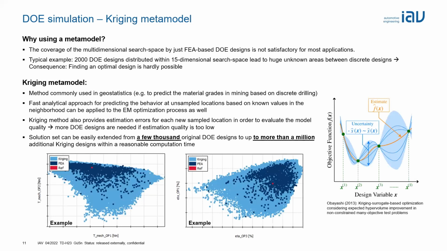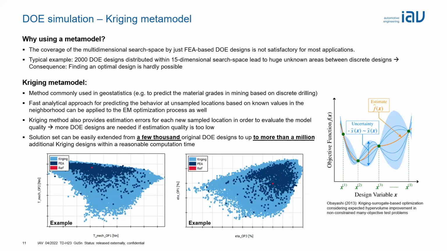And the consequence would be that it is hardly possible to find an optimal design. That's why we are using a meta model, and our approach is the so-called Kriging method, which is commonly used in geostatistics, for instance, to predict the material grades in mining based on discrete drilling. It is a fast analytical approach for the prediction of the behavior at unsampled locations based on the known values in the neighborhood. And of course, this method can also be applied to the e-machine optimization process as well.